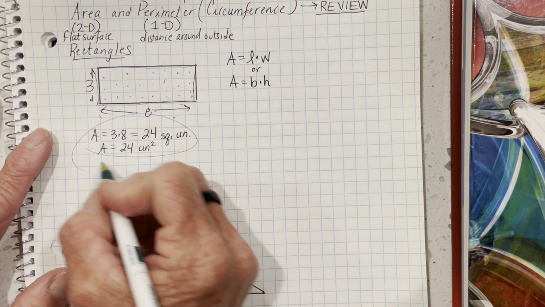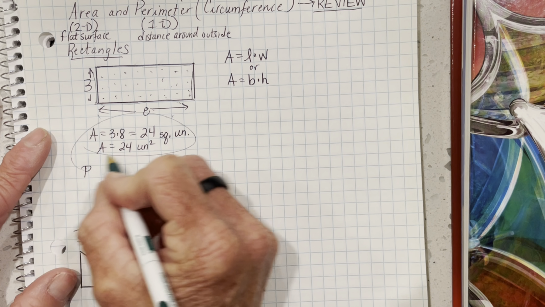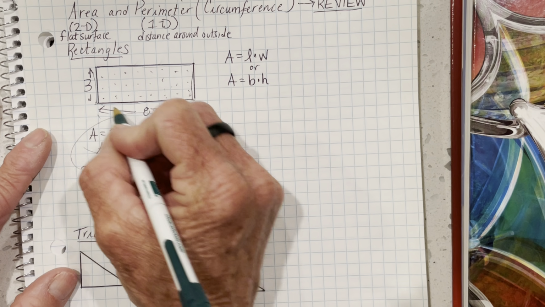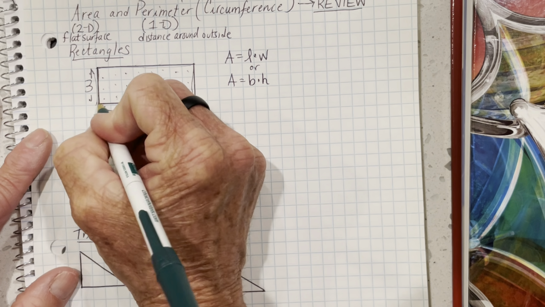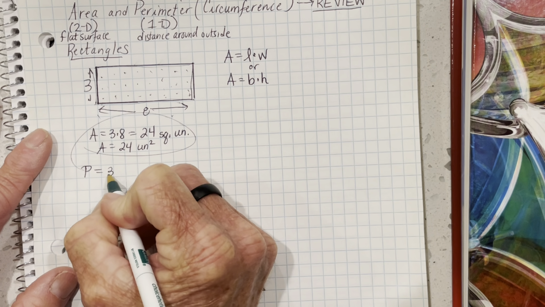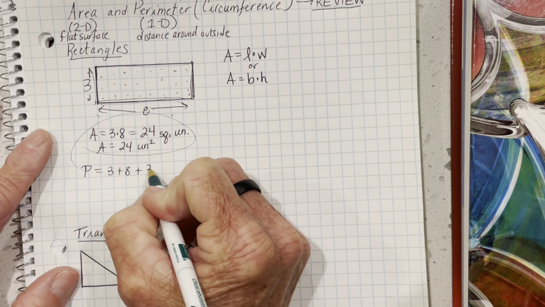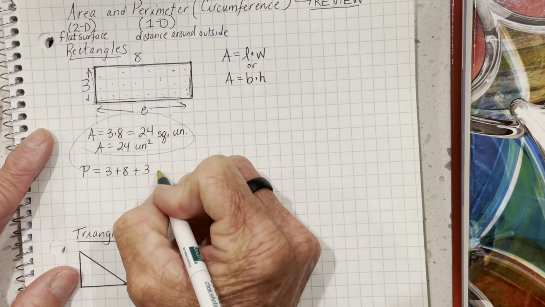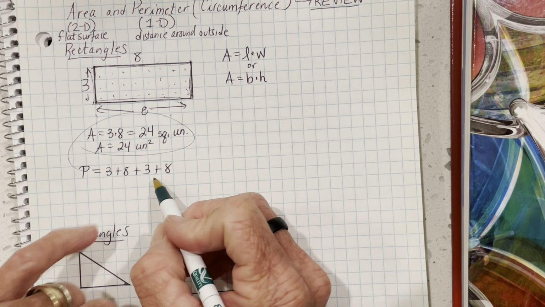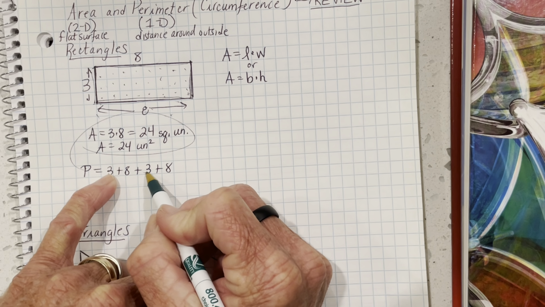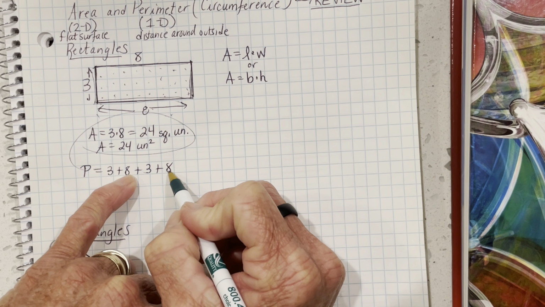Same thing. The perimeter is just the distance around the outside. So if I add, in this case, it's 3 plus 8 plus 3 again plus 8 again in order to get the perimeter. And notice that the height showed up twice and the base showed up twice.